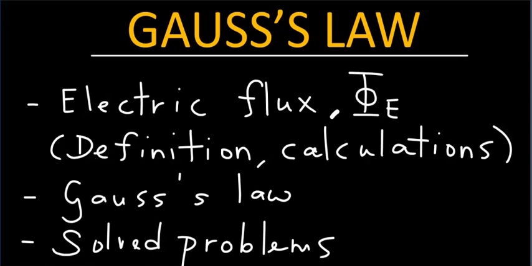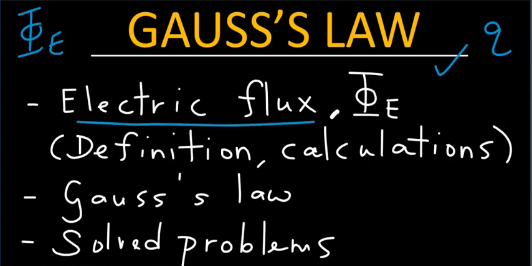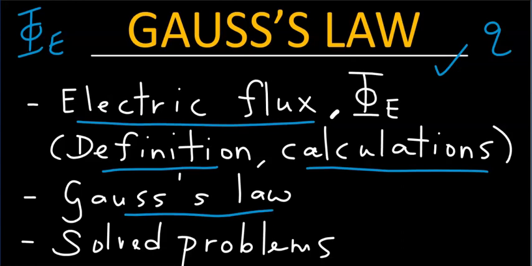In this video, we will talk about Gauss's law. Two main ingredients of Gauss's law are the electric flux, denoted like that, and the electric charge. So first, we shall look at the concept of electric flux, the definition of it, and also how to calculate electric flux. Then we will present Gauss's law, followed by a few solved problems based on these concepts.